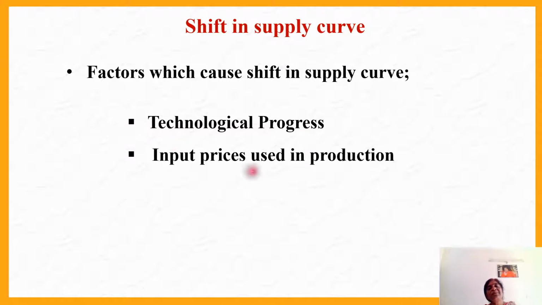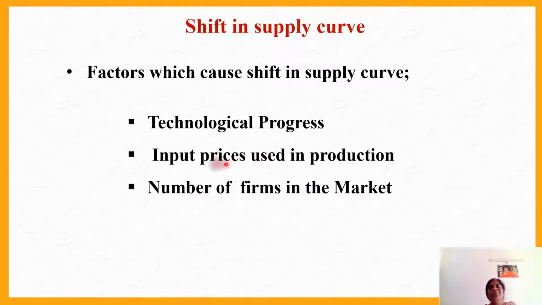When input prices used in production increase, what would happen? Naturally, the cost of production will increase and thereby the profit margin of the firm will decrease, and the supply will be less. And the number of firms, what will happen? When there is a larger number of firms, more supply will be in the market. Therefore, what will happen to the supply curve? It will be a rightward shift. On the other hand, if there are fewer firms, it will shift leftward.